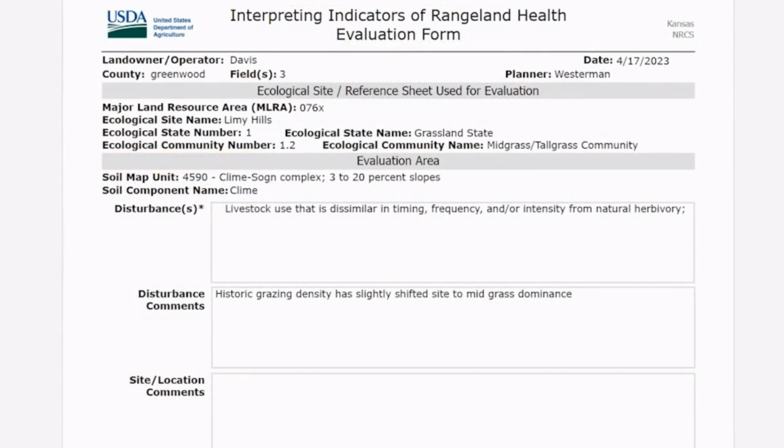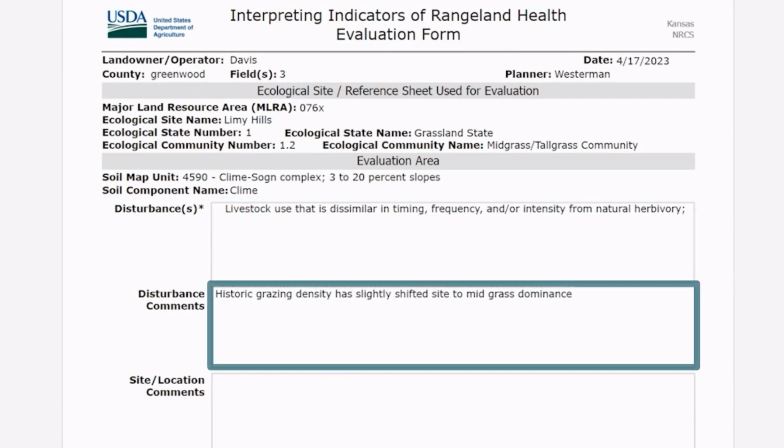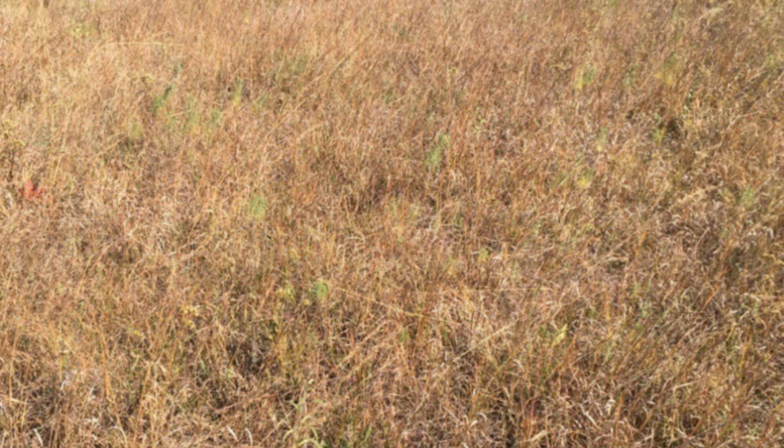The first page of this form lists the landowner, or operator, county, fields, date, planner, ecological site, and evaluation area. Under evaluation area, the conservation planner noted that for disturbances, livestock use that is dissimilar in timing, frequency, and or intensity from natural herbivory. For disturbance comments, Luke wrote, Historic grazing density has slightly shifted site to midgrass dominance. This picture shows the midgrass dominance of the site.